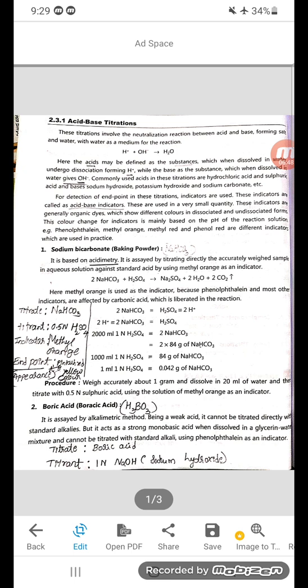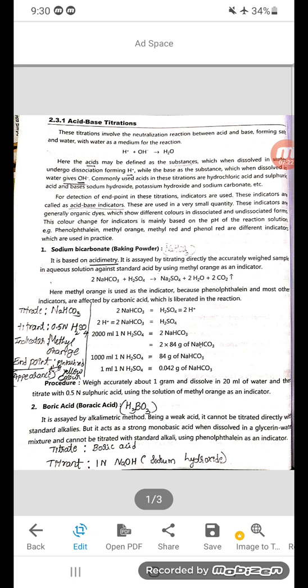The glycerol reacts with the boric acid, and there is a formation of glyceroboric acid. Here is the procedure: you have to dissolve an accurately weighed quantity of about 2 gram in a mixture of 50 ml of water and 100 ml of glycerin, which is previously neutralized to phenolphthalein. Then titrate with 1 normality sodium hydroxide using phenolphthalein as an indicator. Finally the endpoint, colorless to pale pink formation, indicates the acid base reaction is completed.